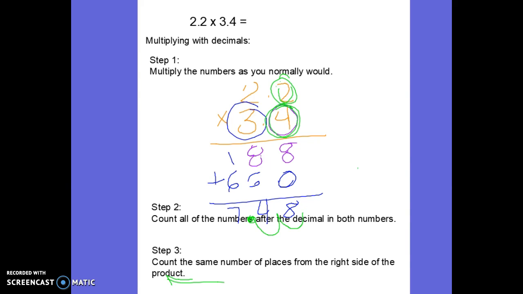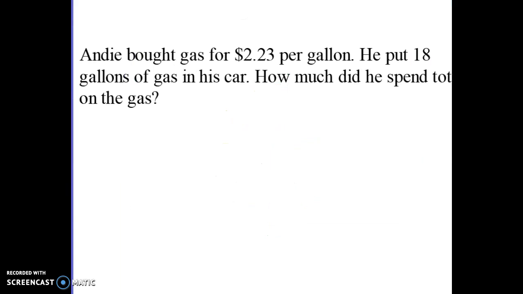Now let's look at this with a word problem. Andy bought gas for $2.23 per gallon. He put 18 gallons of gas in his car. How much did he spend total on gas? So we're going to set this problem up to multiply it. So we have $2.23. We're going to multiply that by 18.